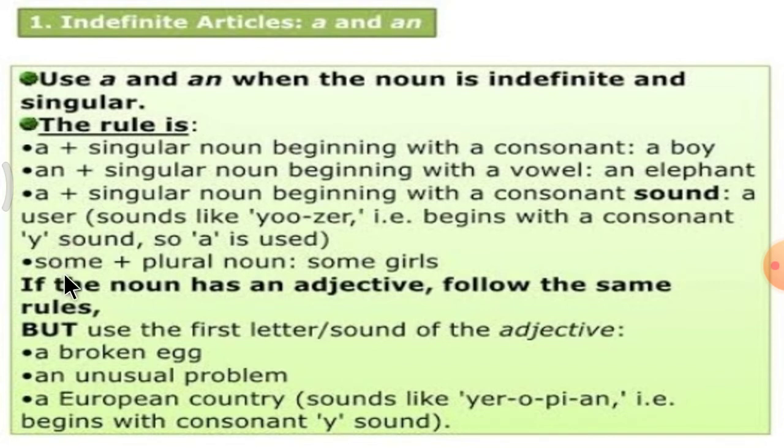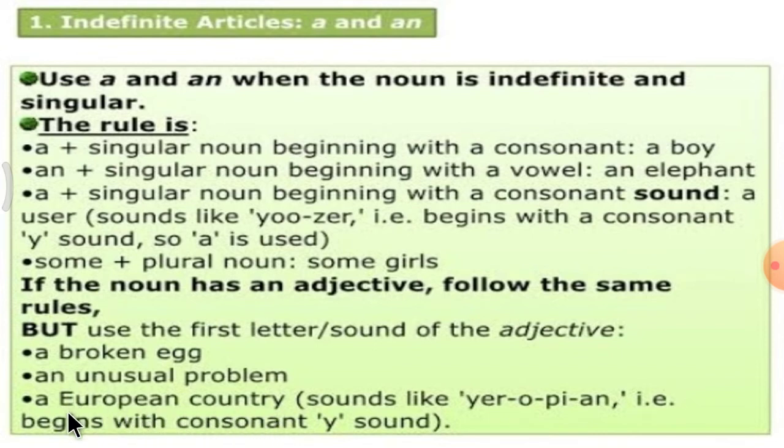Okay. Some plural noun, some girls. If the noun has an adjective, follow the same rules, but use the first letter or sound of the adjective. A broken egg. Here the spelling of the noun starts with E, which is a vowel, but we have to see the first letter of the adjective. It is B, a consonant, so we will use "a." A broken egg. An unusual problem. Here the spelling starts with U, a vowel, so we will put "an." A European country.